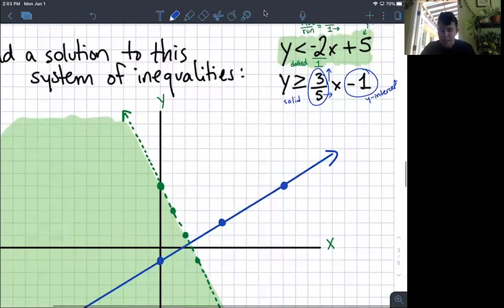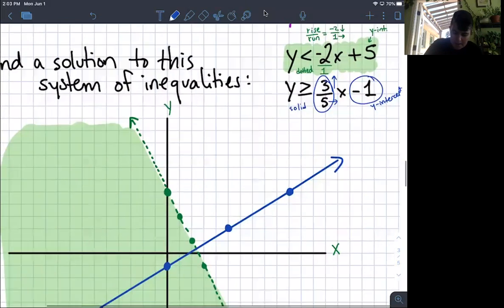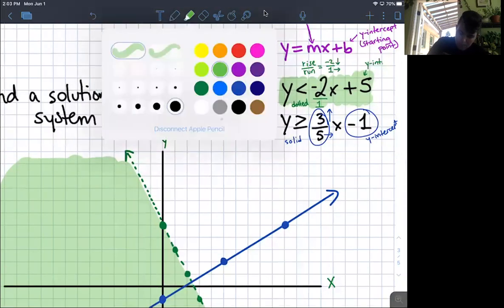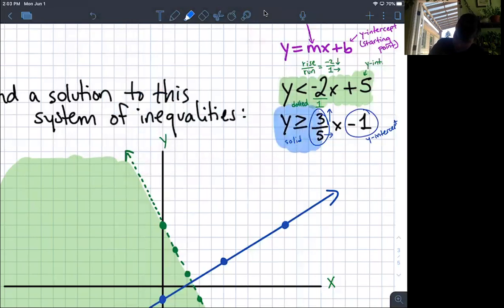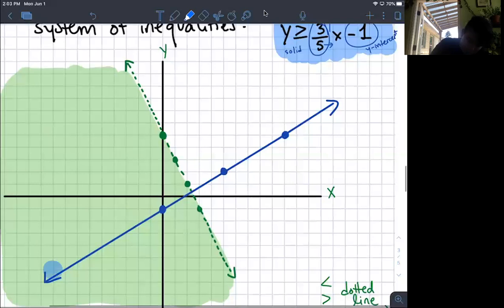Good, good, good. And now it says y is greater. The alligator is eating the y. Here's my little alligator guy, right? He is eating the y. So that means the y is bigger. So since my y-axis is up and down, I want all the stuff that's bigger. So I'm going to shade above the line. So let me get my fancy highlighter. This is going to be a blue. So I'm shading above the line.